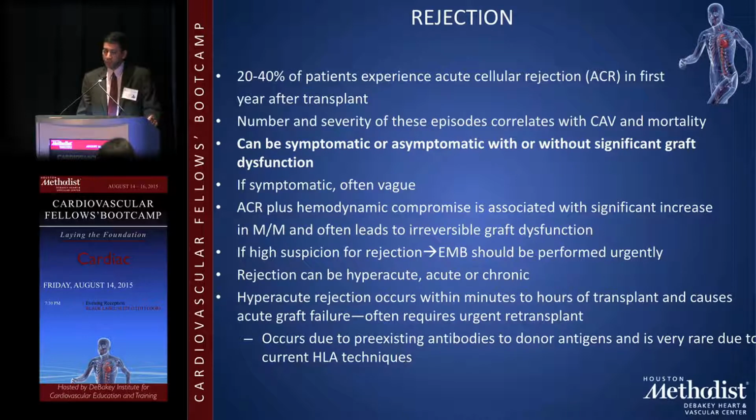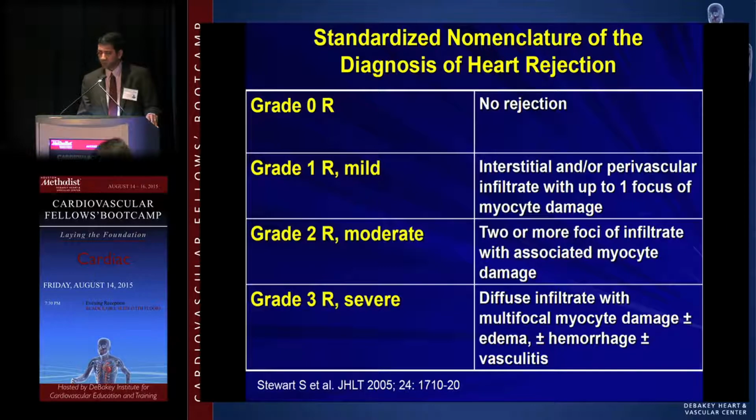So rejection: about 20 to 40% of patients experience acute cellular rejection. A lot of these patients can be asymptomatic because, again, like we discussed, they don't have innervation, and really you see cardiac-related symptoms minimally. There are two kinds of rejection. One is acute cellular rejection. The other one is antibody-mediated rejection. So what you will often hear are these grades of rejection.